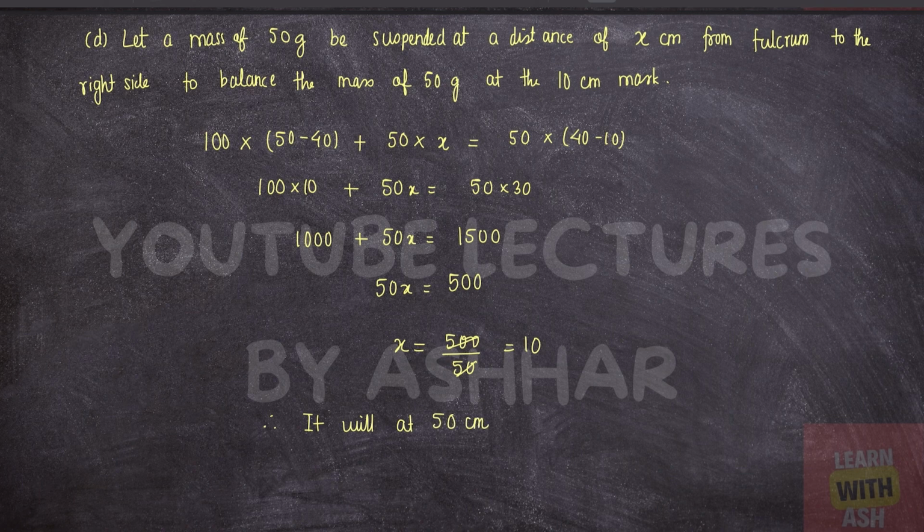Now, how come 50 centimeter? Because as I have stated that I am taking this as x centimeter from the fulcrum. So the fulcrum was at 40 centimeter mark. So 40 when added with 10 gives us 50 centimeter.